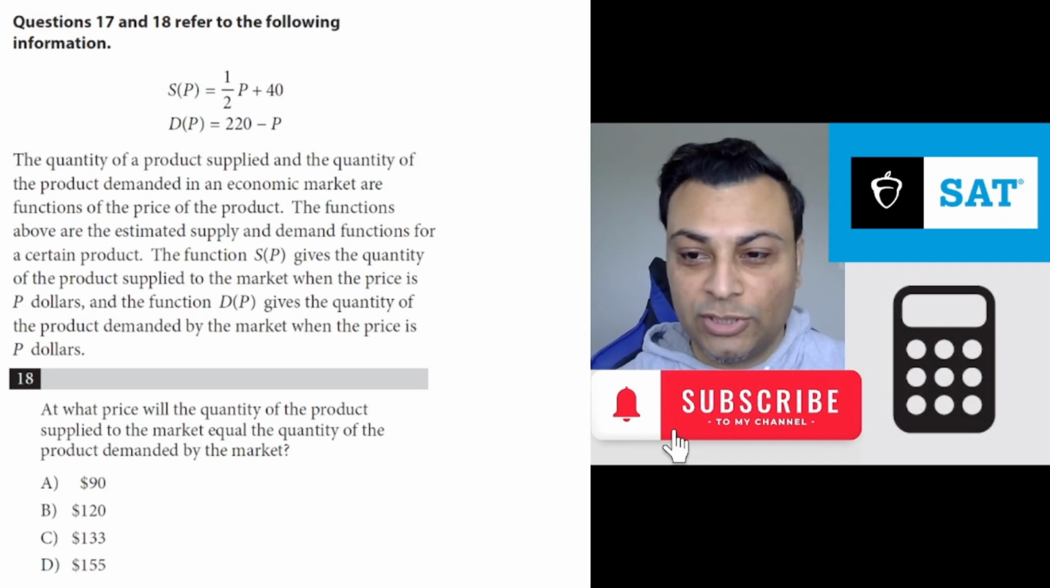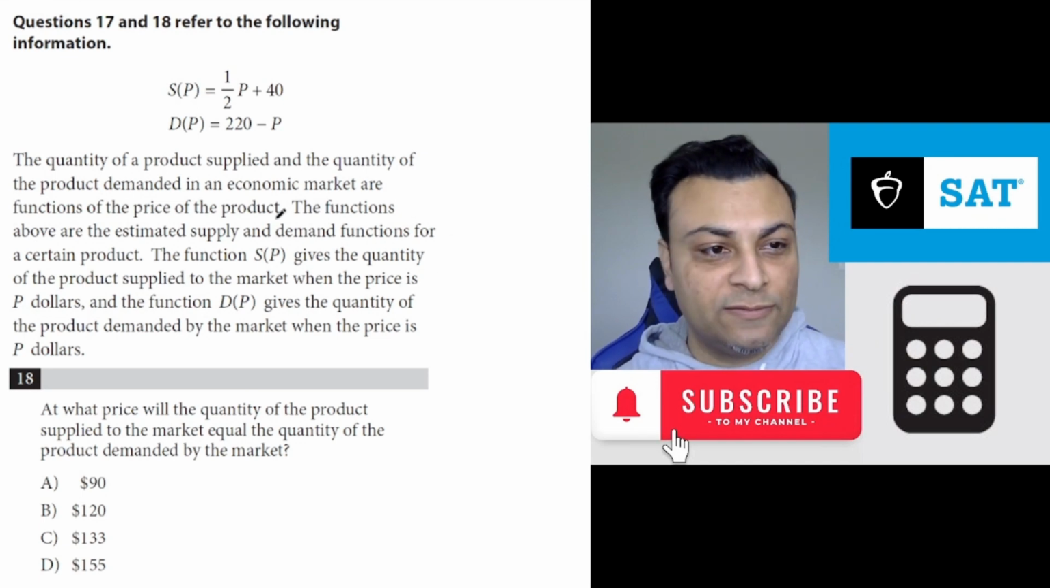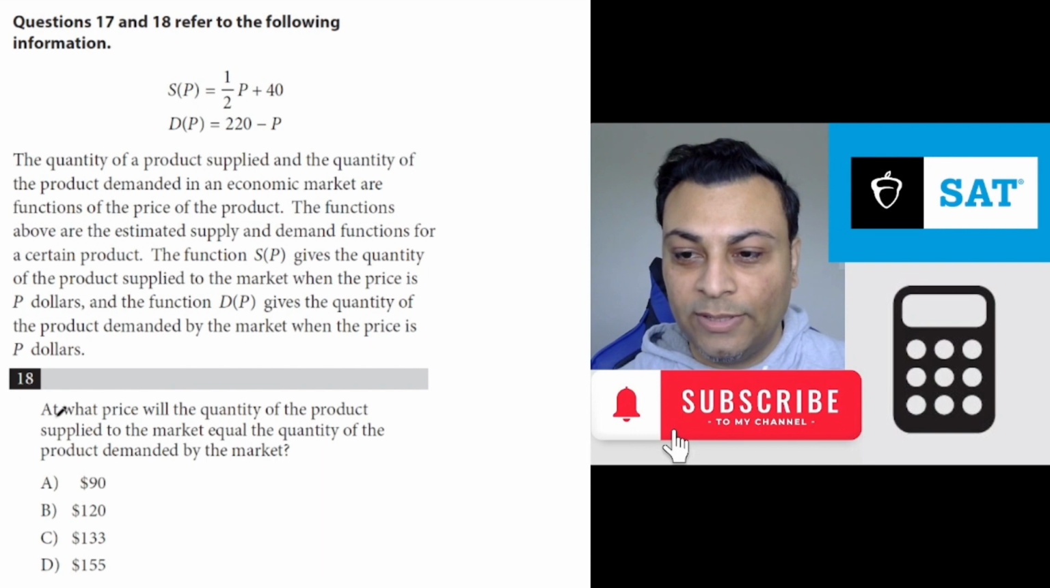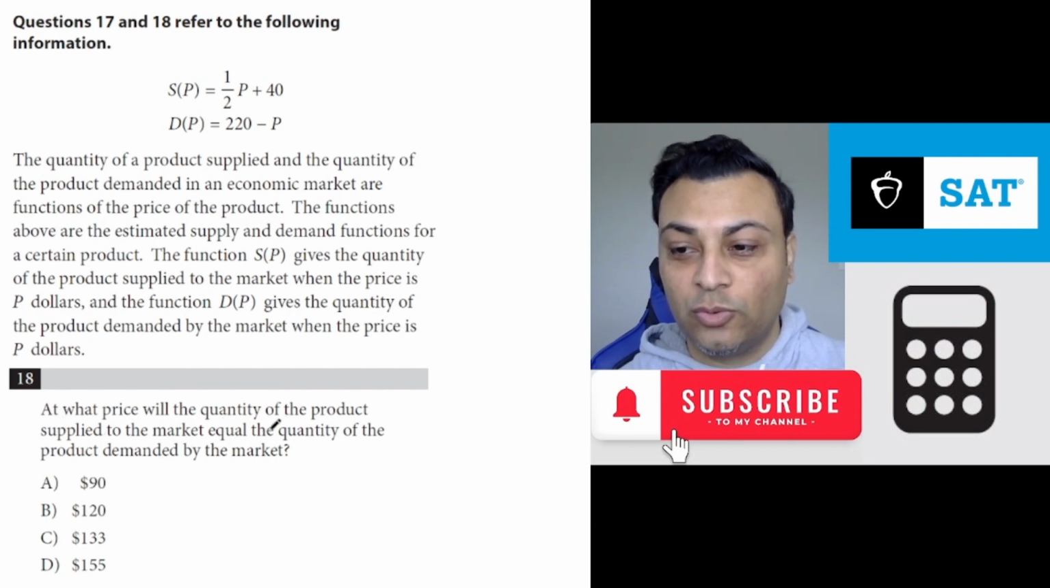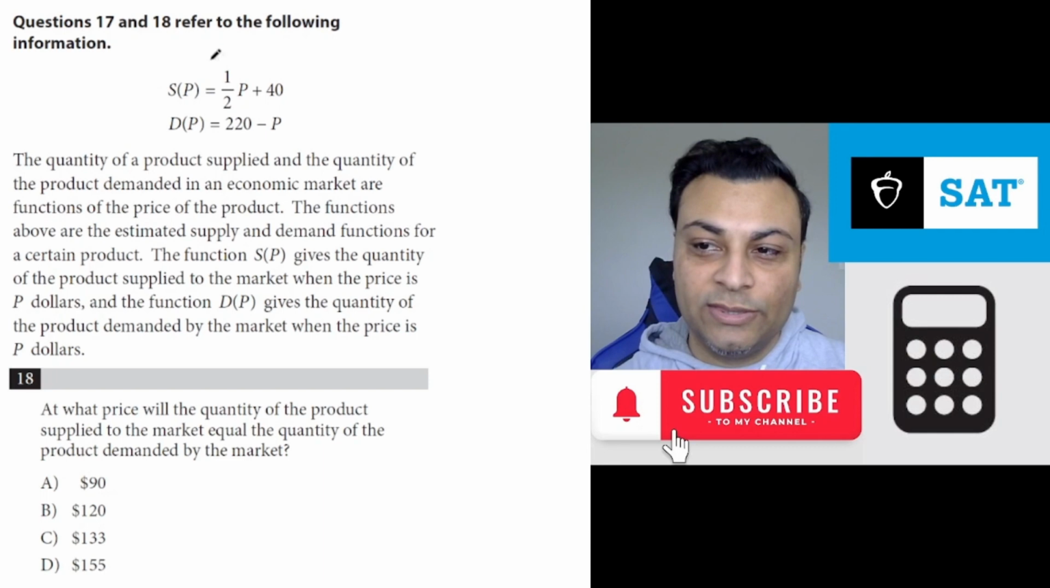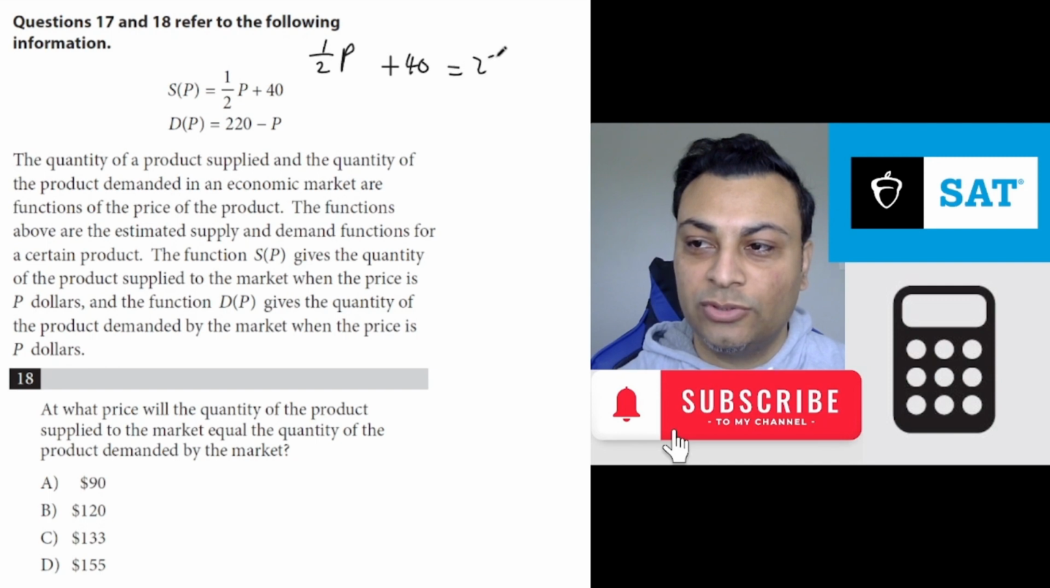Moving on to question 18. Same information as 17. At what price will the quantity of the product supplied to the market equal the quantity of the product demanded by the market? Okay, that means we have to equate these two to each other and solve for P. So let's do that. Let's do half P plus 40 equals 220 minus P.